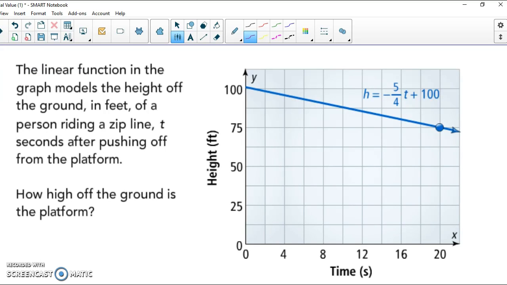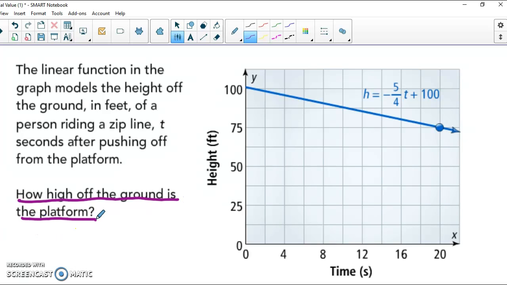The linear function in the graph models the height off the ground in feet of a person riding a zip line t seconds after pushing off from the platform. And we say t seconds because that enables us to look at any number of seconds that we want to. Half a second, 1 whole second, 2 seconds, 20 seconds. So t just stands for any number of seconds that I want to look at in this function or on my graph. So we're trying to figure out how high off the ground is the platform.